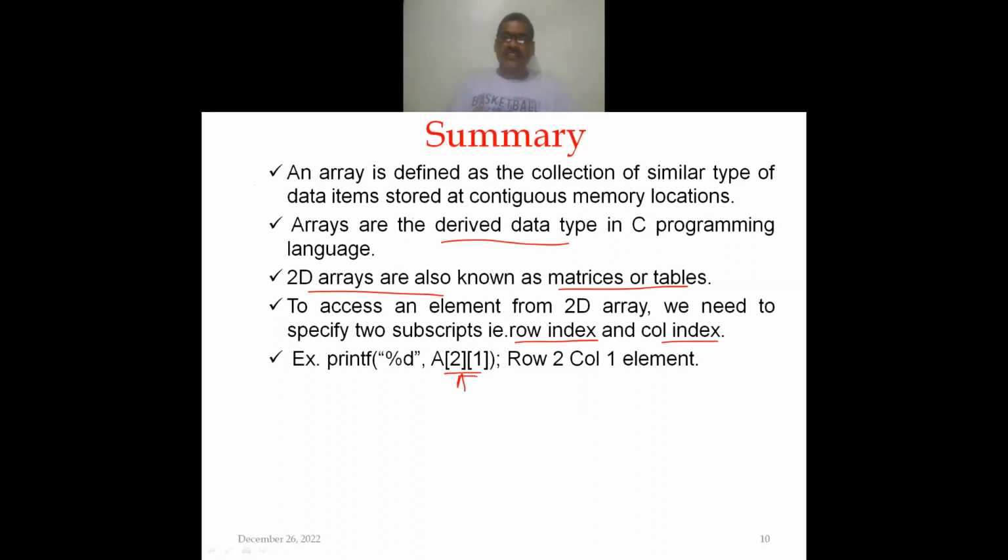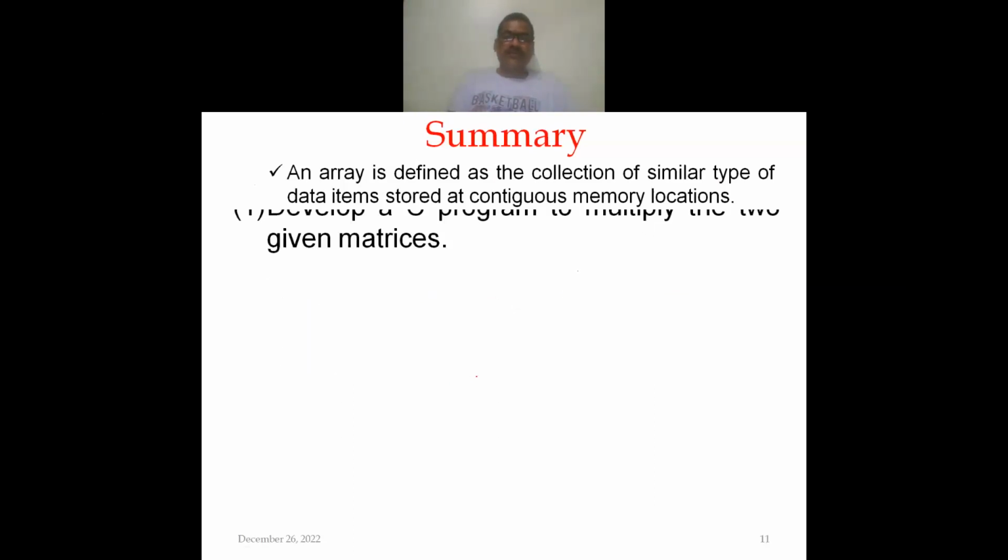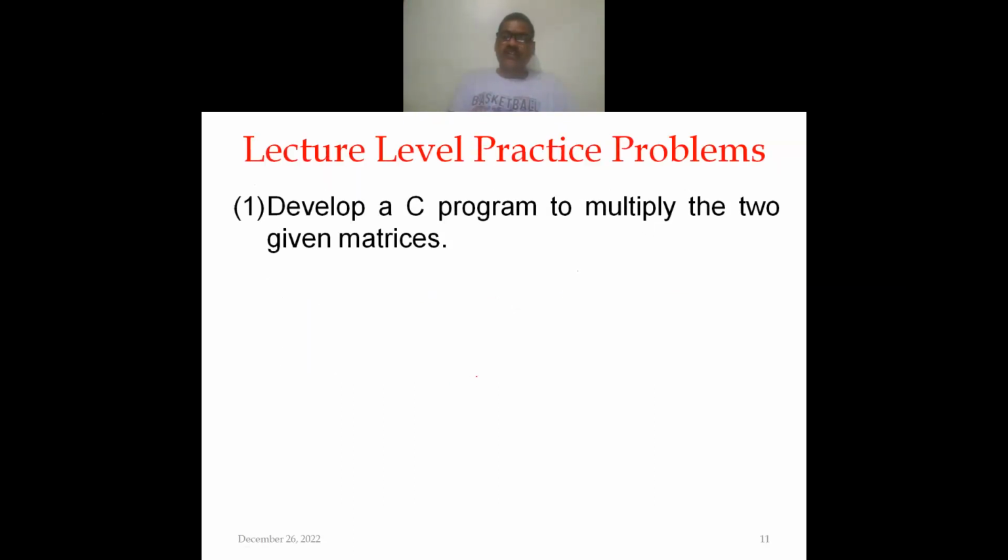So this is what we discussed in today's session. So this is a lecture level practice problem. Try to develop a C program for multiplication of two given matrices. Check the compatibility, whether the two given matrices are compatible for multiplication or not. If they are compatible, then you can go for multiplication. Otherwise, just display the message that the given two matrices are not compatible for multiplication.